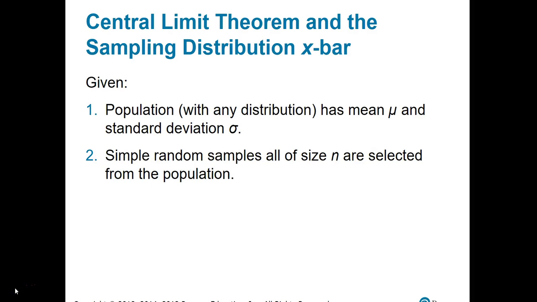All right, when can we use the central limit theorem? Let's see, what do we have to do? We have to have a population that has a mean mu and a standard deviation sigma, and simple random samples, all of size n, are selected from the population. Now, they need to be random. They can't be specific.